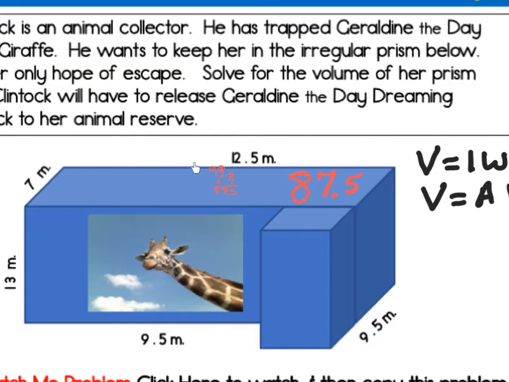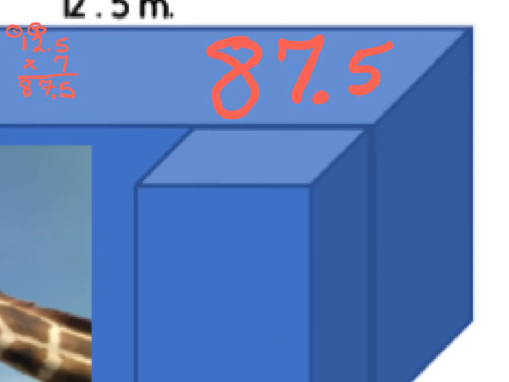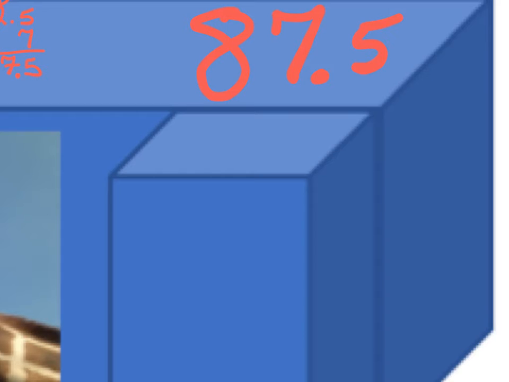So if this is 12.5, and from here to here is 9.5, that means I'm simply going to take 12.5 and subtract 9.5 from it. And 12.5 minus 9.5 is going to give me exactly 3. So let's go ahead and enlarge this. And I'm going to say that this section right here is 3 meters. Okay, and that's going from here to here.